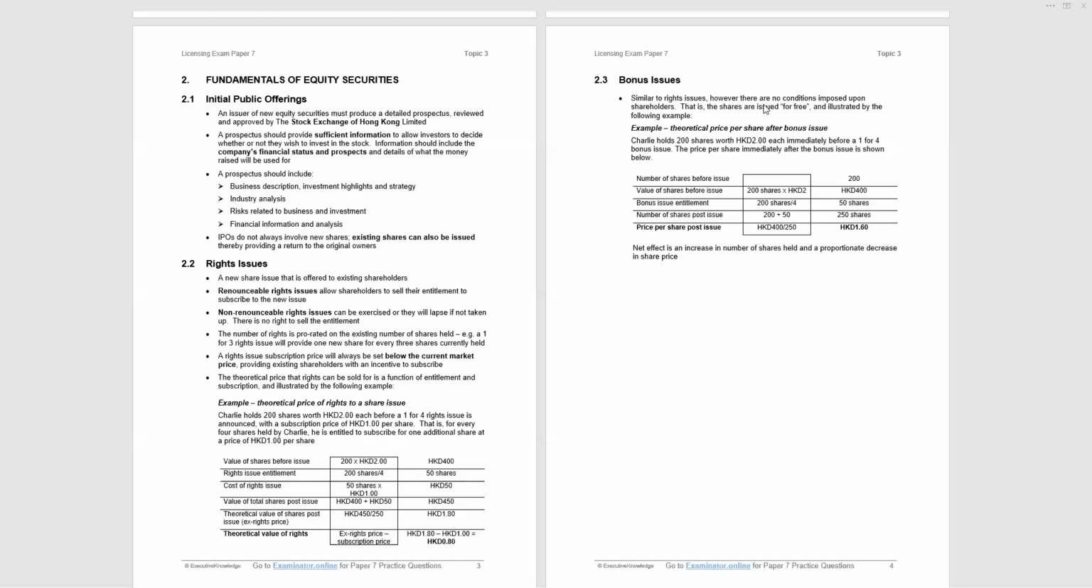Number of shares before the issue is 200. The value before the issue, $400. Bonus entitlement, 50 shares. Number of shares after the bonus issue, 250. So the theoretical price of the share goes down from $2 to $1.60. You get that by taking the 400 divided by 250. So the net effect with the bonus issue is an increase in the number of shares held and a proportionate decrease in the share price. Be aware of that. That can be subject of a question.